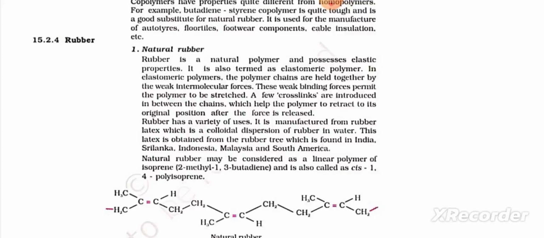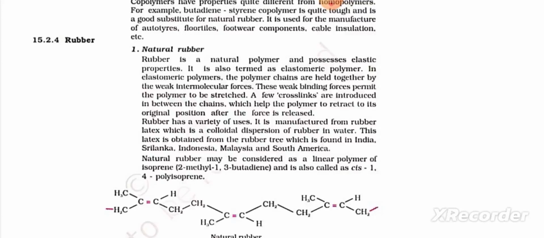Rubber has a variety of uses. It is manufactured from rubber latex, which is a colloidal dispersion of rubber in water. This latex is obtained from the rubber tree, which is found in India, Sri Lanka, Indonesia, Malaysia and South America.